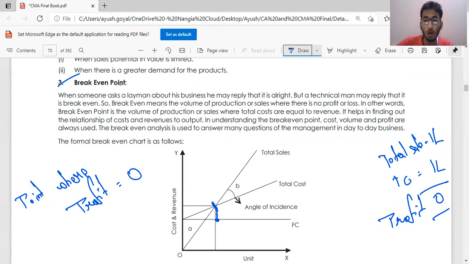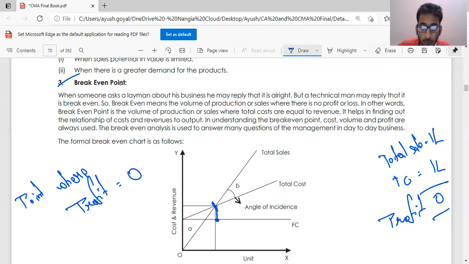Now, after this, the sale is going like this and the cost is going like this. So sale is increasing more rapidly and the cost is increasing less rapidly. That is what usually happens. If cost started increasing more than sale, then why would we sell? After this point, I can say that we are earning profit.